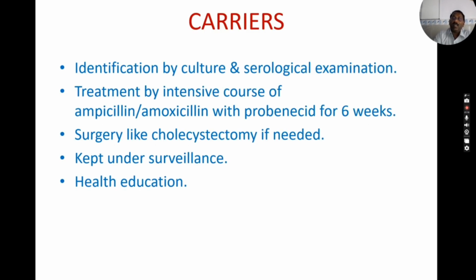Carriers are identified by culture and serological examination. Treatment is an intensive course of ampicillin or amoxicillin with probenecid for 6 weeks. So at least 1.5 months, or 2 months, or 3 months, you have to give the treatment for this typhoid carrier, like your chronic complicated UTI. Surgery like cholecystectomy, if needed.